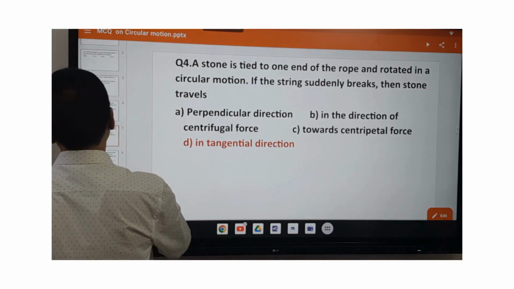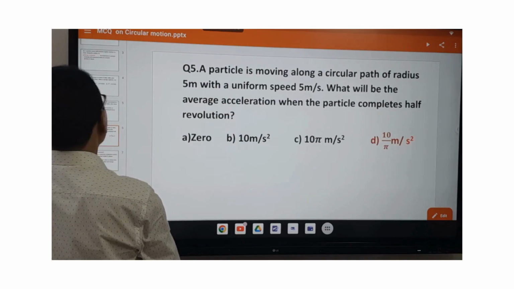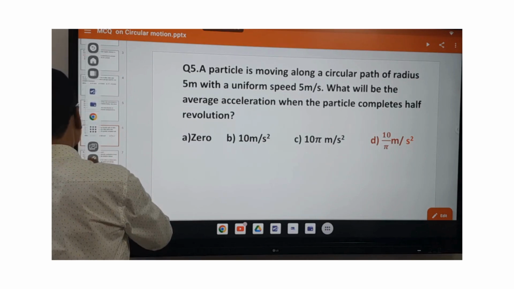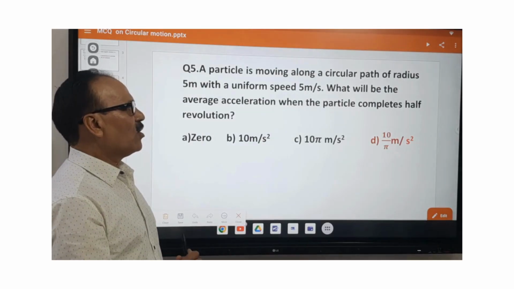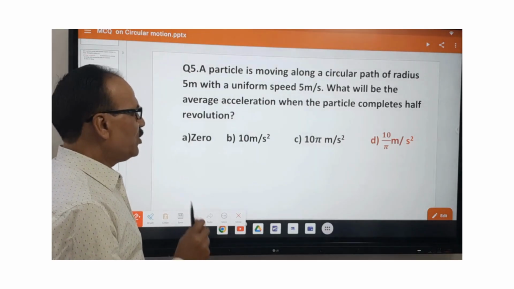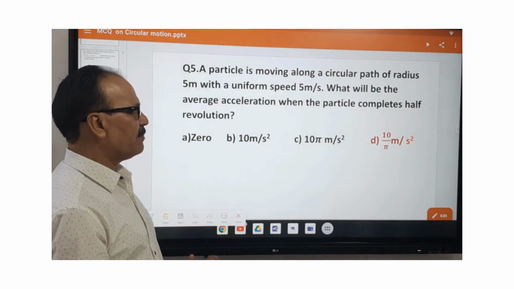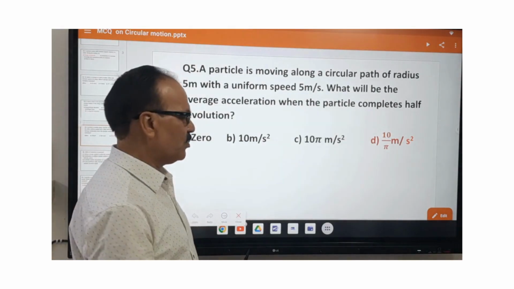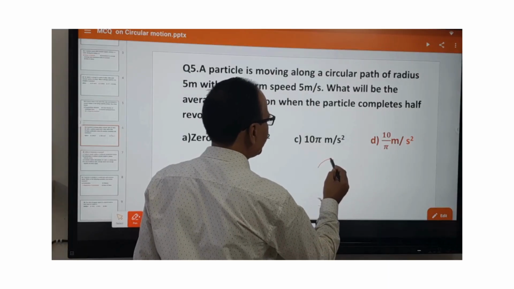Next, this is question number 5. Here is a simple numerical. A particle is moving along a circular path of radius 5 meter with uniform speed 5 meter per second. What will be the average acceleration when the particle completes half a revolution? We have to calculate the average acceleration. This is the case.